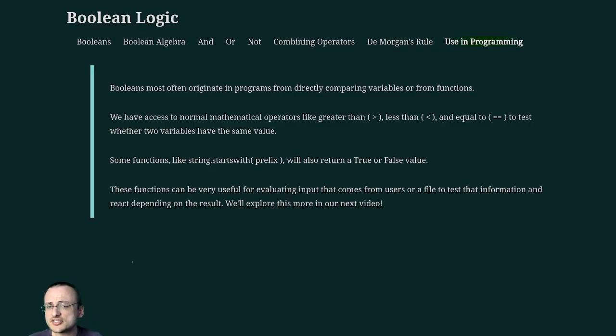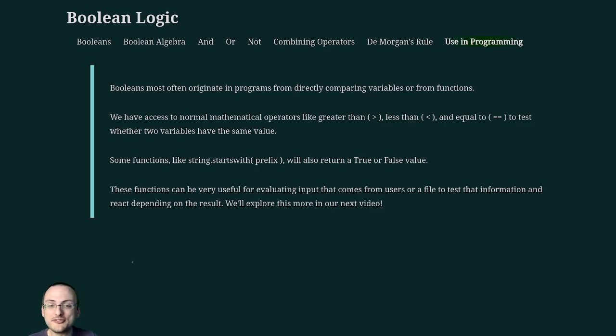So in computer science, there's sort of two ways we end up with Booleans. The first is we do direct comparison of variables. So you actually can use the symbols greater than, less than, or equal to, which in most programming languages, equal to actually uses two equals, because if you remember, one equals is already used for assignment, so we can't use it for that. But that lets us directly compare values.